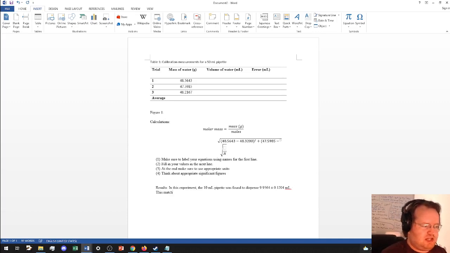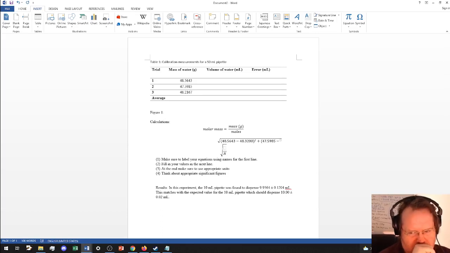This matches with the expected range, or the expected value for the 10 milliliter pipette, which should dispense 9.98 to 10.02 milliliters. Or to be consistent with what I just said, 10.00 plus or minus 0.02 milliliters. So that's what a 10 milliliter pipette, at least the transfer ones we were using in lab, is expected to dispense.